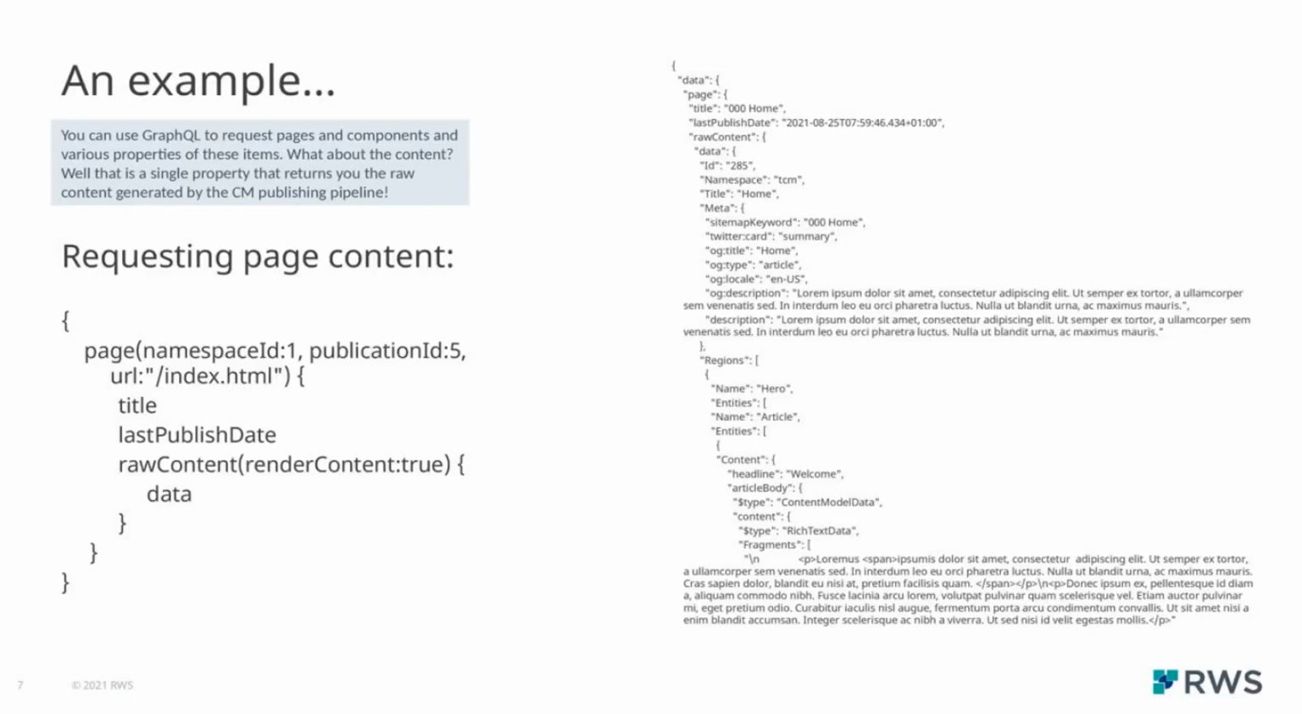Here we go. So an example is if you wanted to get a page, for example, given a URL, you can see here on the left, you can request the title, the last published date, and that's available for all pages, but the actual content of that page is not easily returned by using just individual properties, because we can't understand or reason about the content and the structure of that content because it's generated through these template building blocks. So we end up with a property that we expose called raw content, and that returns you, on the right hand side, a big block of JSON.